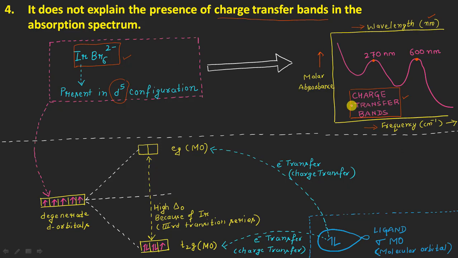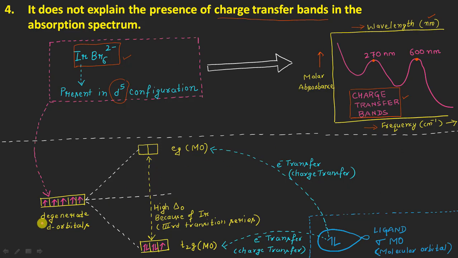Okay. So in this case, I just want to say that if the charge transfer bands arise in the absorption spectra, their presence can never be explained on the basis of the crystal field theory, right? So by what theory can this type of charge transfer bands be explained? It is actually the molecular orbital theory, and it goes like this, right?